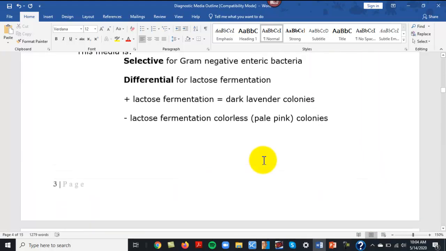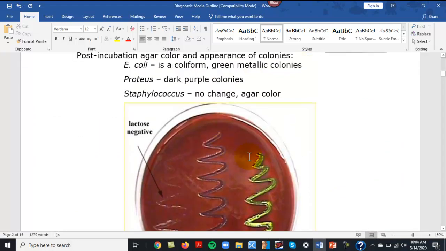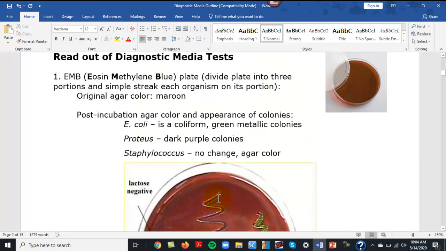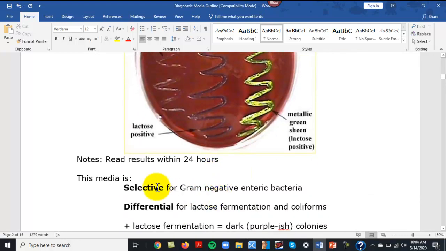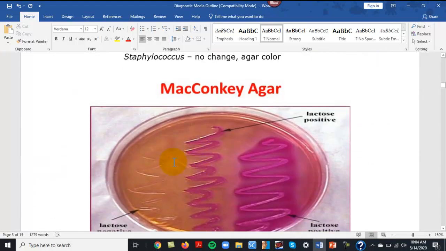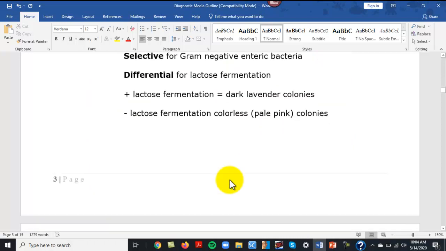And I didn't mention this, but with all of these, when you streak an EMB plate, it's like any other media. You would streak your microbe on there. You would then put it in an incubator, and it should say that somewhere: read results within 24 hours. So all of these have to be read. It doesn't happen immediately. The microbes have to grow on the surface of the media for you to come back and read the color changes.